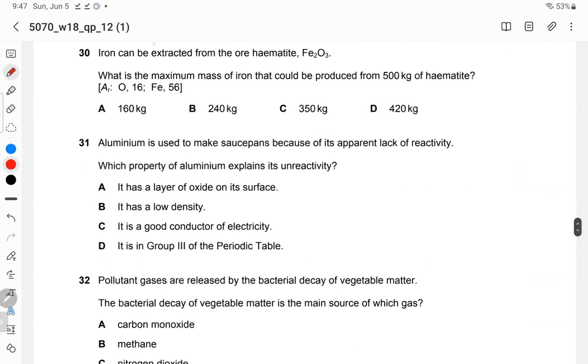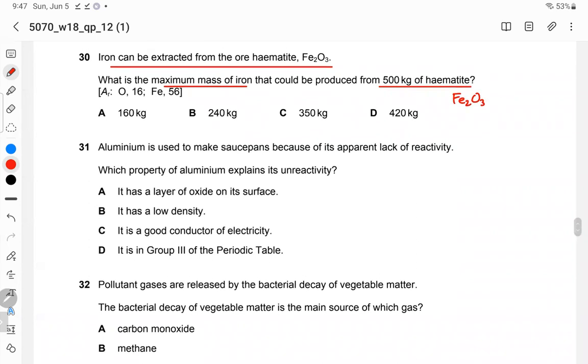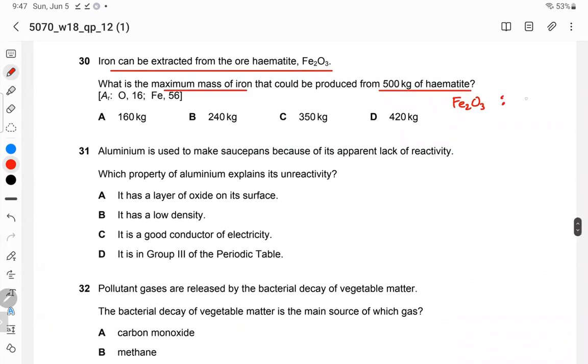Question number 30. Iron can be extracted from its ore hematite. What is the maximum mass of iron that could be produced from 500 kg of hematite? Hematite has a formula of Fe2O3, and from it I can get 2 moles of iron. So 56 times 2 gives 102, and 102 and 48 gives 160. So from 160 grams, I will get 102 grams of iron, 56 times 2.